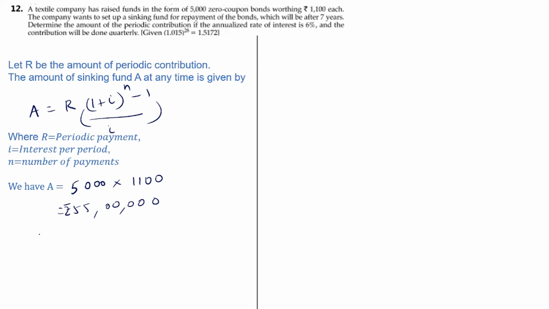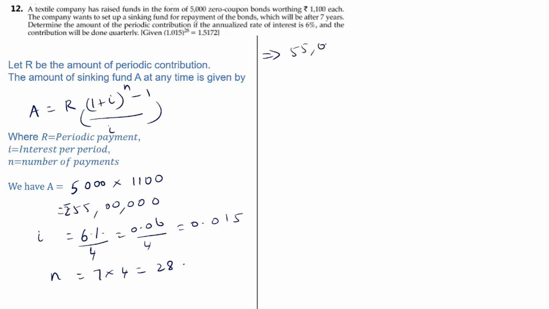And next we have I. Here the annualized interest rate is 6%, but contribution is done quarterly. So we have I as 6% upon 4. So it is 0.06 by 4, it is 0.015. Now if we substitute all these, and N is the number of payments done, it is given by 7 into 4, which is 28.